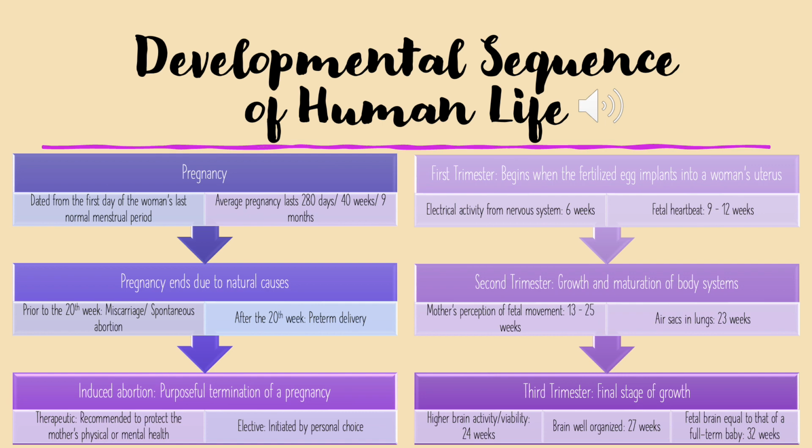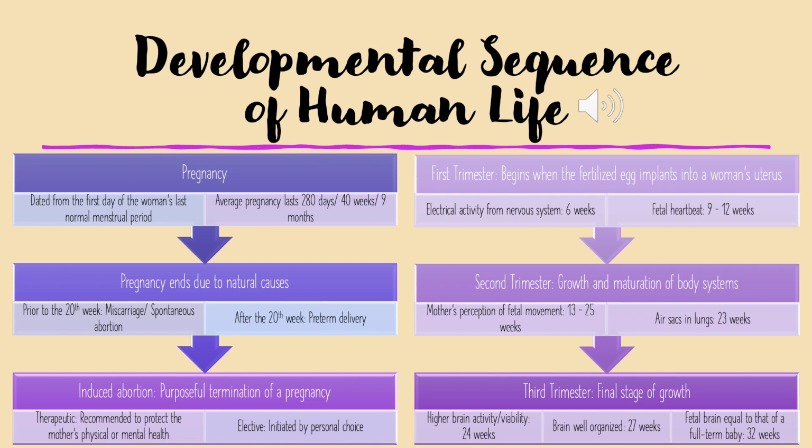The second trimester is a period of growth and maturation of the unborn child's body systems. Between 13 and 25 weeks is about the time that the mother starts to perceive the movement of her unborn child, which means the mother can feel this unborn child moving inside of her. At 23 weeks is when the child develops air sacs in their lungs. And for a lot of people, the age of viability is around 23, 24 weeks because those air sacs are so necessary for the child to be able to breathe and live outside of the womb.